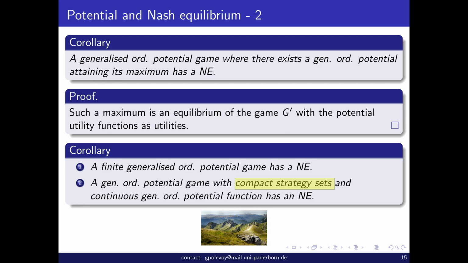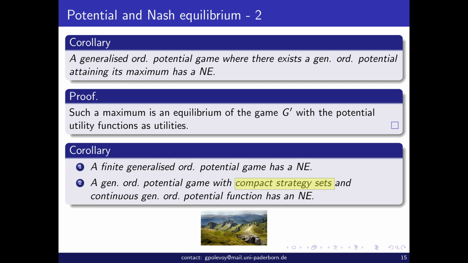So a game with compact strategy sets and a continuous generalized ordinal potential function also has an equilibrium, because a continuous function on a compact set, and a product of compact sets is always compact, such a function always attains its maximum. But mostly we are going to talk about finite games. Okay.